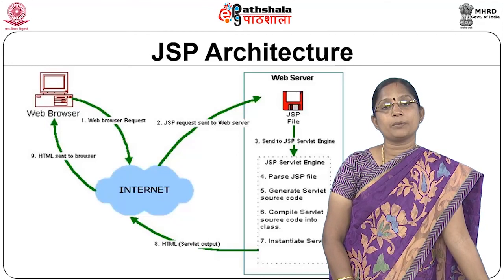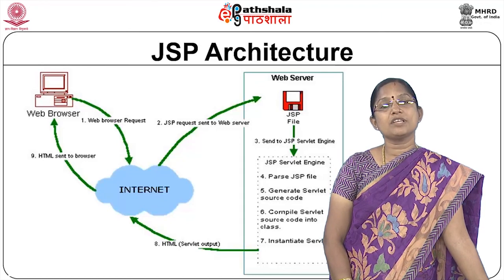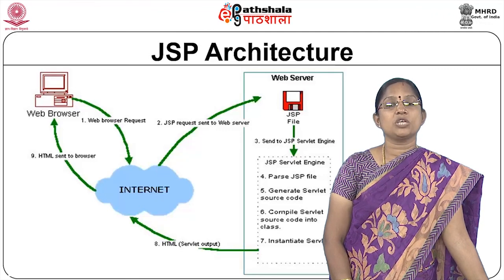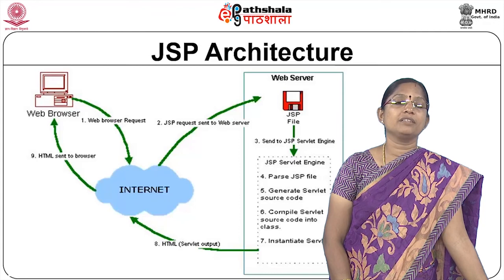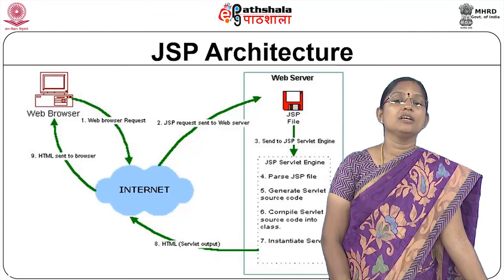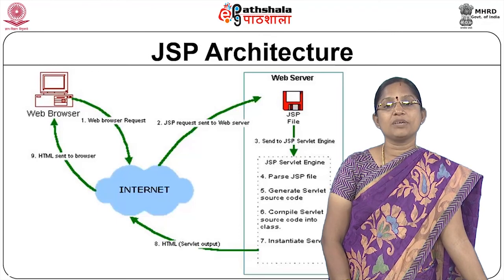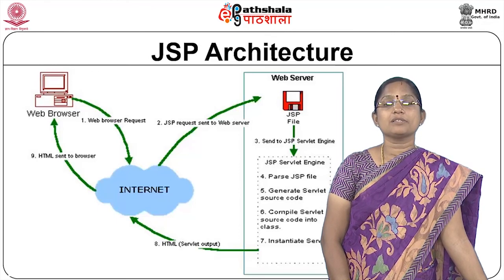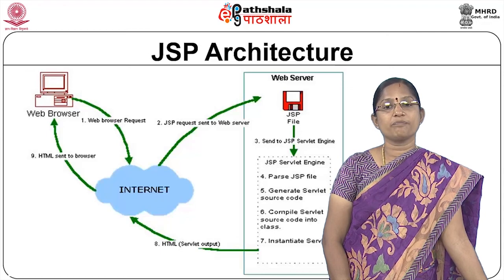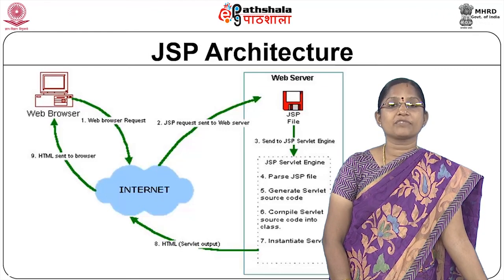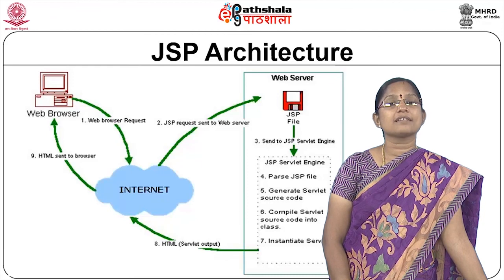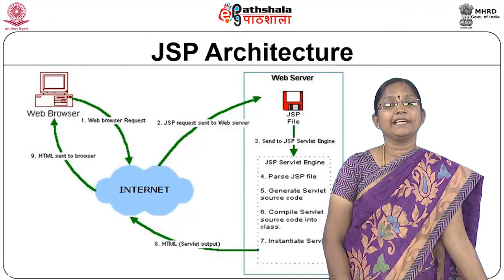Once it reaches the web server, it looks for that JSP file. In step 3, the JSP file is sent to an engine, which we call the JSP engine, deployed inside the web server. This can also be called the JSP servlet engine, because internally every JSP page gets converted into a servlet. That is why in step 3 we call it the JSP servlet engine. Once it reaches the JSP servlet engine, the JSP file is parsed. Parsing means it goes through the syntax and every statement of the JSP file gets processed. Once it has been processed, equivalent servlet source code is generated for it.